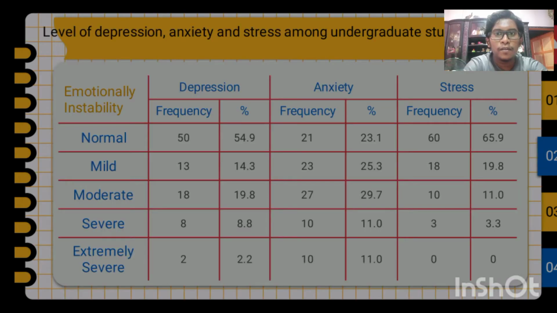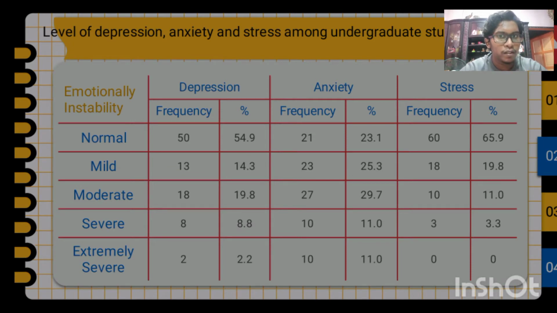Firstly, the table. In the table we can see emotional instability, which is divided into three types: depression, anxiety and stress. Each of these is measured in 5 different levels, starting from normal, mild, moderate, severe and extremely severe. So let's look at the depression first. For the depression, the frequency for normal is 50, then goes down to 13, 18, 8 and lastly 2.